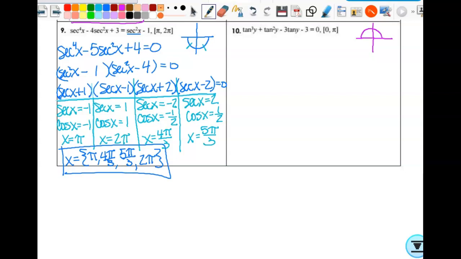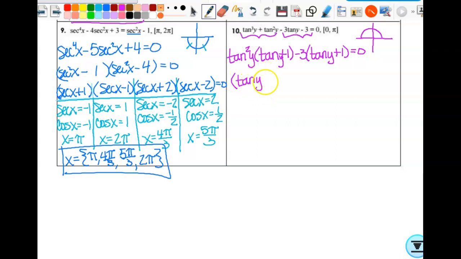Grouping. Good. I'm going to group it. So I'm going to group these two together and these two together. Out of these two, I can factor out a tangent squared y. That leaves me with tangent y plus 1. Out of these two, I can factor out a negative 3. That leaves me, oh, I forgot my y. Tangent y plus 1. And that equals 0. So then I've got tangent y plus 1 times tangent squared y minus 3 equals 0.